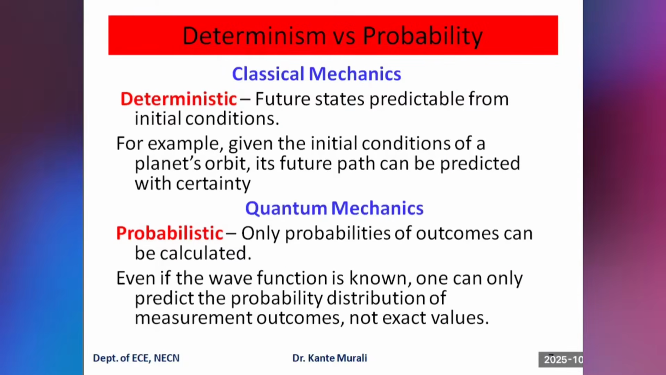Now let us compare classical mechanics with quantum mechanics in terms of determinism and probability. In classical mechanics, the future is deterministic. For example, for a given system, if you know the initial conditions of a planet, its future path can be predicted with certainty. Whereas in quantum mechanics, only probabilities of outcomes can be calculated. For example, in radioactive decay, we cannot say when a single atom will decay, only the probability that it will decay within a certain time. That means even if you know the wave function, one can only predict the probability distribution of a measurement outcome, not exact values like classical mechanics.